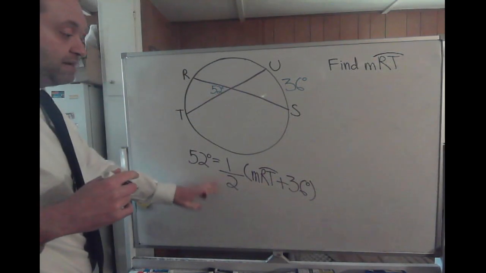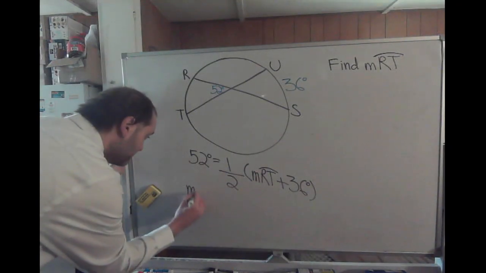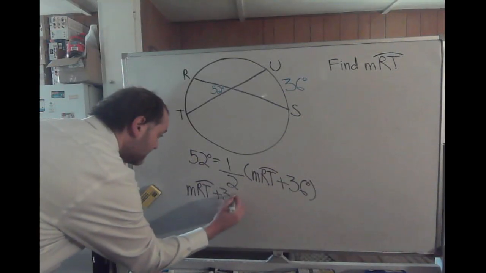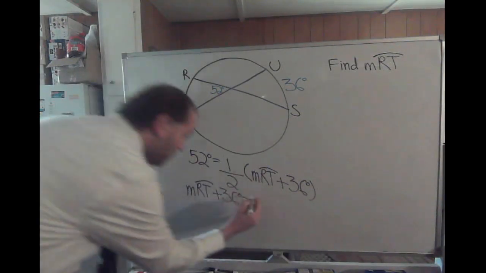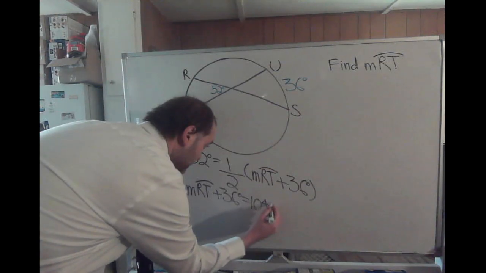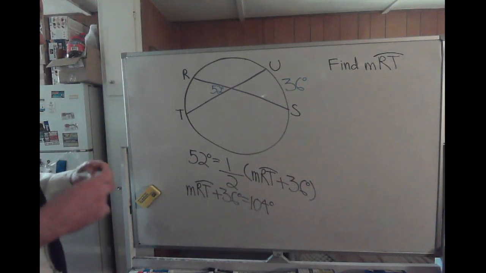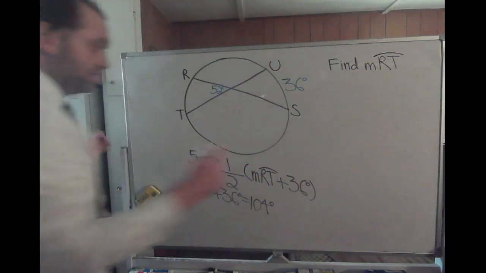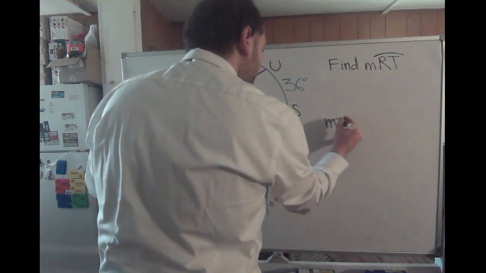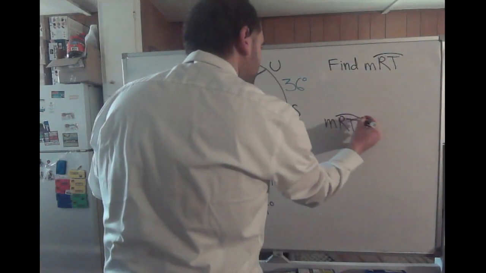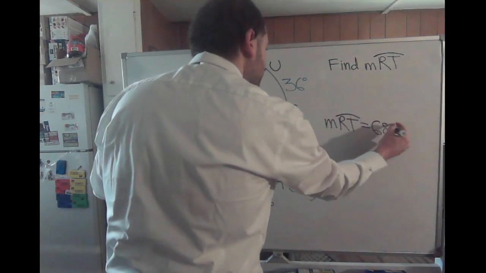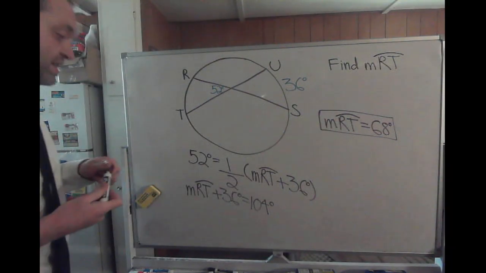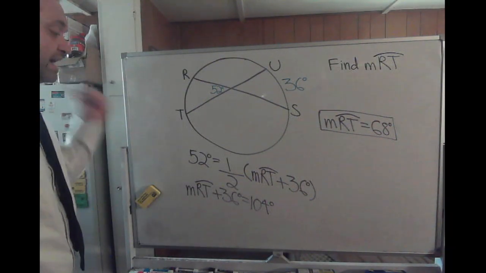Now again, multiply both sides by 2, you would end up getting that the measure of arc RT plus 36 degrees would equal 104 degrees. Now you just have a simple subtraction problem. What is 104 minus 36? That's going to be 68. So the measure of arc RT in the end would be 68 degrees. So working with this theorem is really not that bad. It's actually pretty simple.